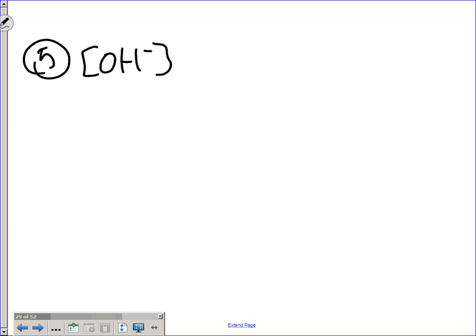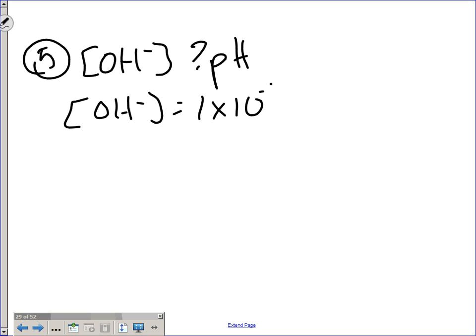The first question I was asked to do is 5. The only difference in how you would read this question is that it says the following hydroxide ion concentrations, and hydroxide is OH minus, not hydronium, and it says find the pH. Many of you probably just stuck that right into pH instead of finding pOH and then pH. For the first one, the hydroxide ion concentration was 1 times 10 to the negative 5th.